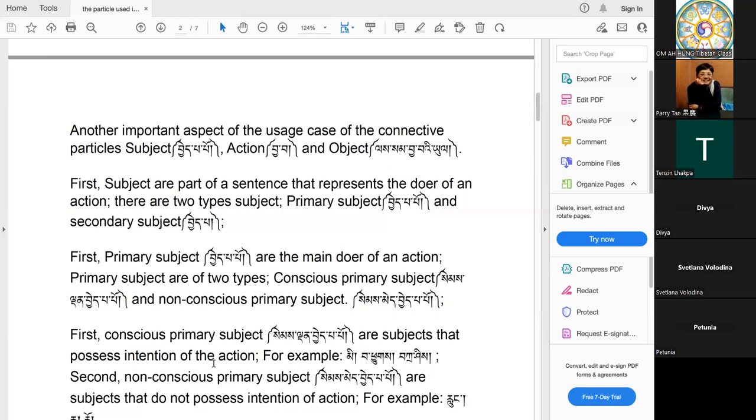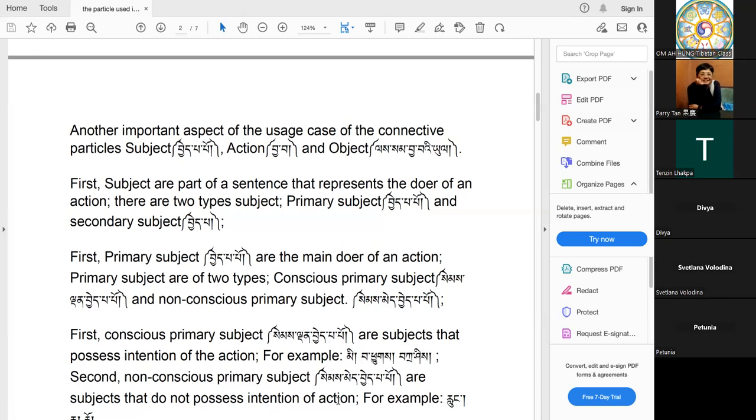So a person, a human, a cow, pachuk is cow, Dorje is a name. These are all conscious primary subjects. The second one is non-conscious primary subject, seme chebapo. So these are subjects that do not possess intention of action.